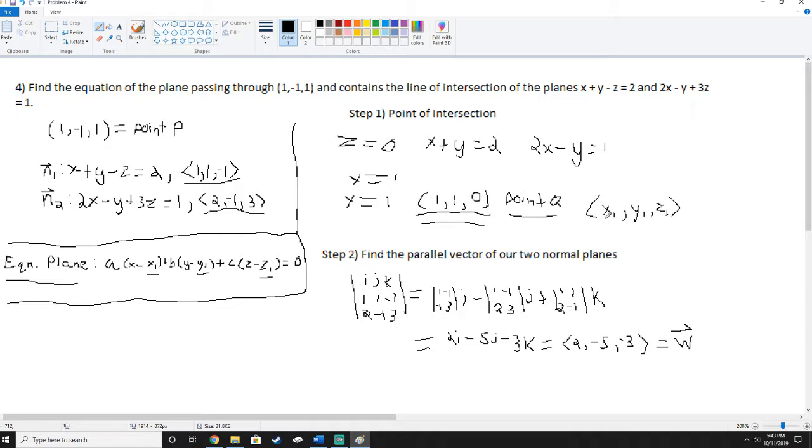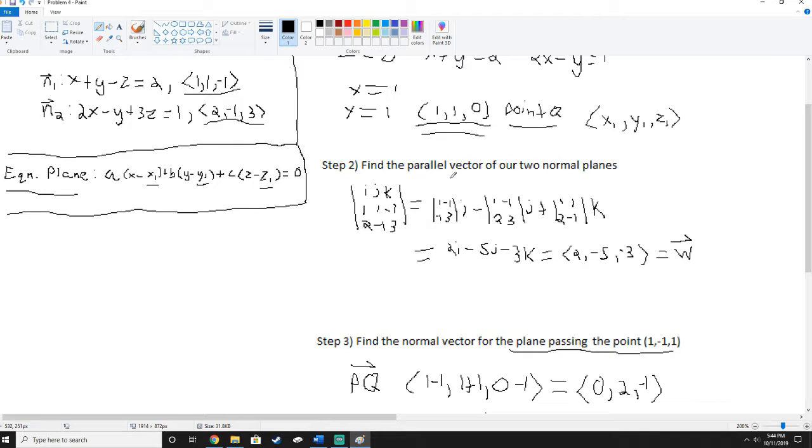Now, point Q is what we're going to use for our constants in the equation of a plane right here, which is a(x - x1) + b(y - y1) + c(z - z1) = 0. And point Q is essentially just going to be our constants right here, so essentially our x1, our y1, and our z1.